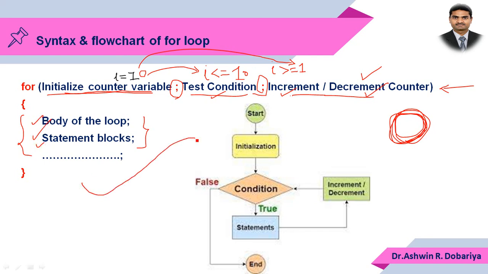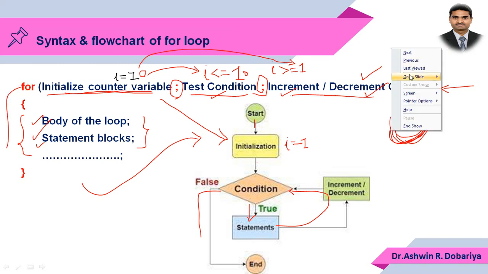And if we draw the flow chart of the for loop, we can say start, then initialization. Initialization is the counter initialization, for example I is equal to 1. Once you initialize the counter, it will first check the condition, and if the condition becomes true, it executes the loop, and after that it performs the increment or decrement. Again it checks the condition, again the condition is true, and this process continues till the condition becomes false. Once the condition becomes false, control transfers outside the for loop. So this is the overall concept of the for loop.